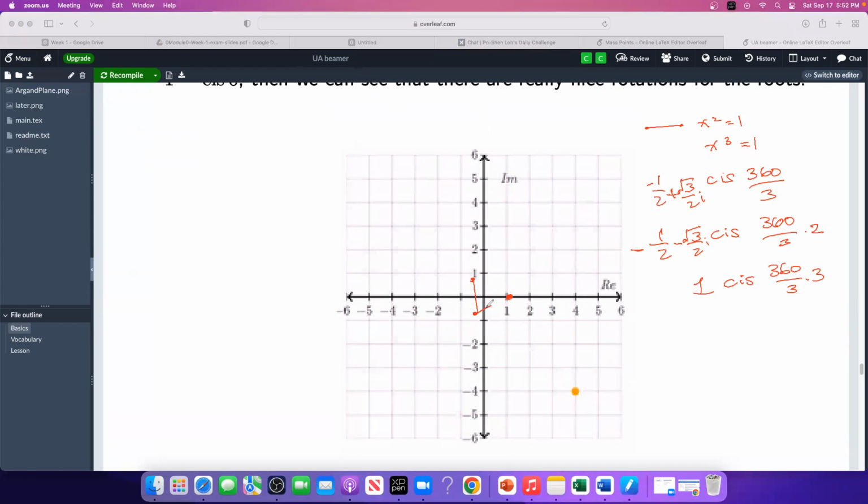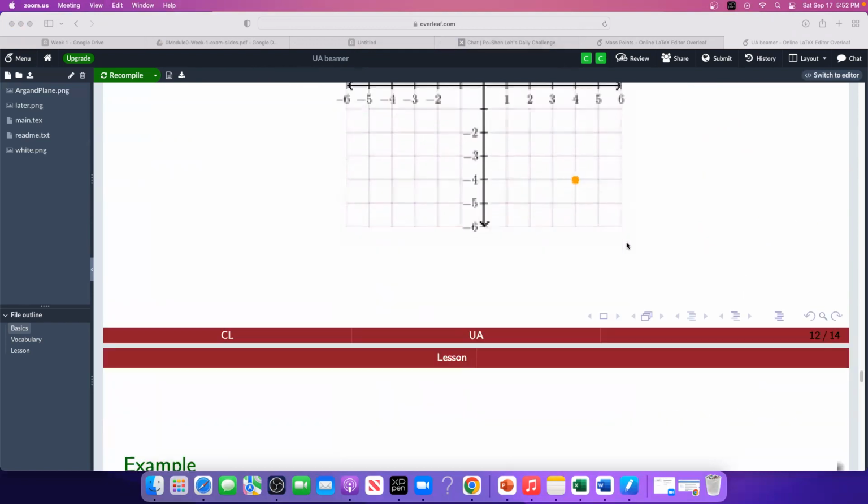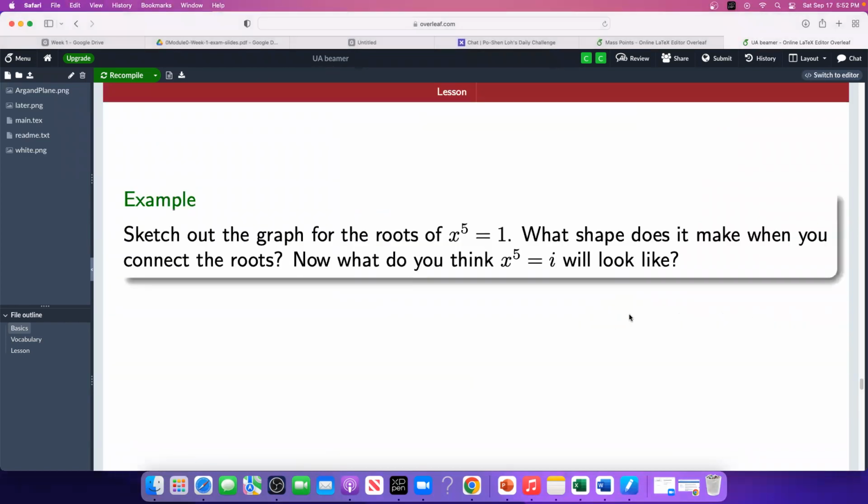So what shape does this make? It makes a triangle. Now, what exact triangle does it actually make? It makes an equilateral triangle, actually, which is super interesting. And that's going to hold for the other one. So that leads me to my next question, right? Which is, what shape do you guys think x to the 5th will make?